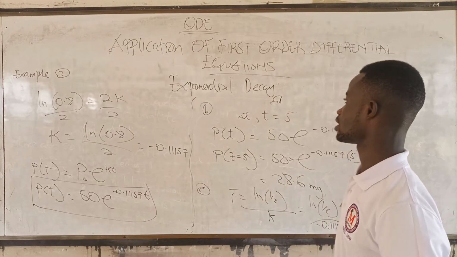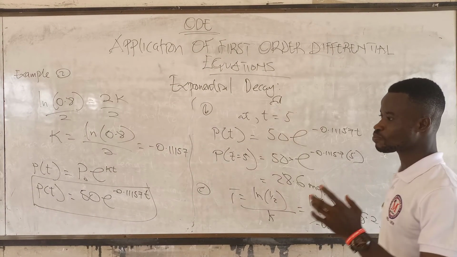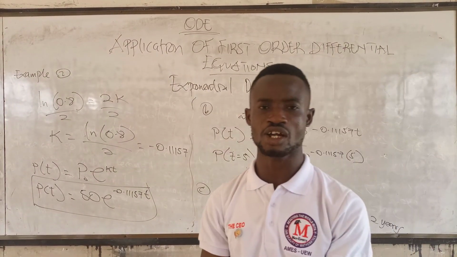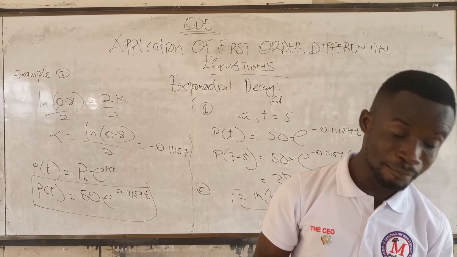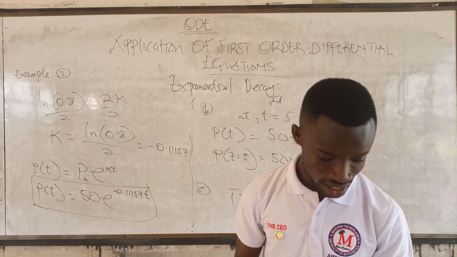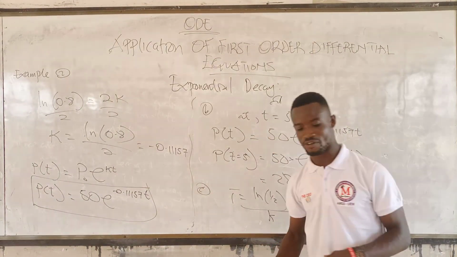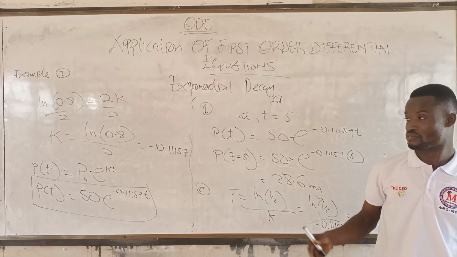So this ends the exponential decay. Let's look at exponential growth. We will be looking at exponential growth in our next video, and that is the same as population and growth problem. How death rate affects the growth of the population. Very good. See you there.